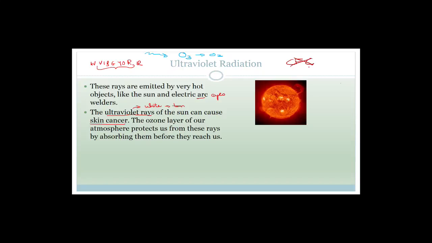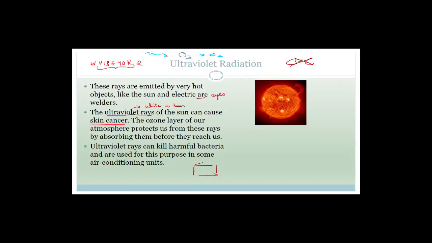Okay, so ultraviolet rays of the sun can cause skin cancer, and the ozone layer protects us. Ultraviolet rays can also kill harmful bacteria and are used for this purpose in some air conditioning units. So what you might see in your air conditioning unit, if it's very fancy and you take it apart, is that air conditioning units are just like boxes, right? But I'm talking about the outer bit. If you open it, you might see that there's a UV ray tube that is basically shining down into the box. And as the air transfers in or out, depending on which way this is set, it will kill the harmful bacteria, which is wonderful because air conditioning units are basically breeding grounds for germs. So this is a very good way of protecting people.